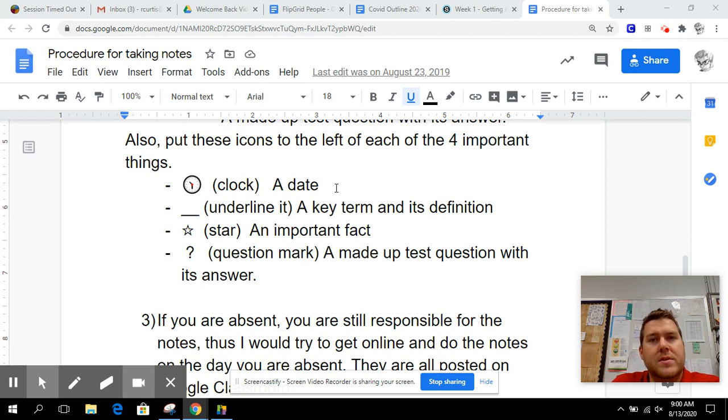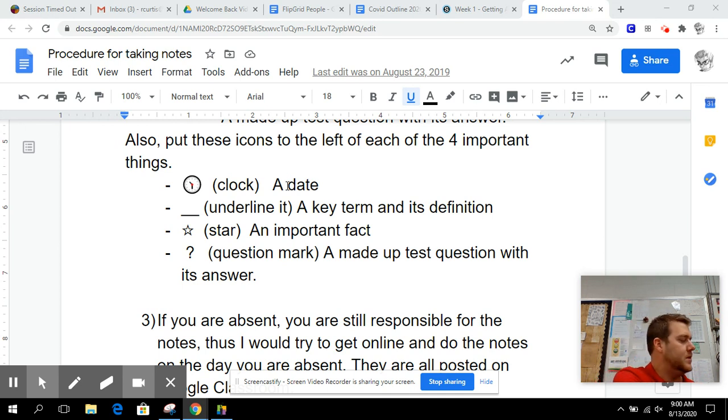So, with any notes, I like you to try to look for 4 things with history. The first one up here is you draw a little clock by the edge of it, and then you write something that's important to a date. I'll show you an example from last year.